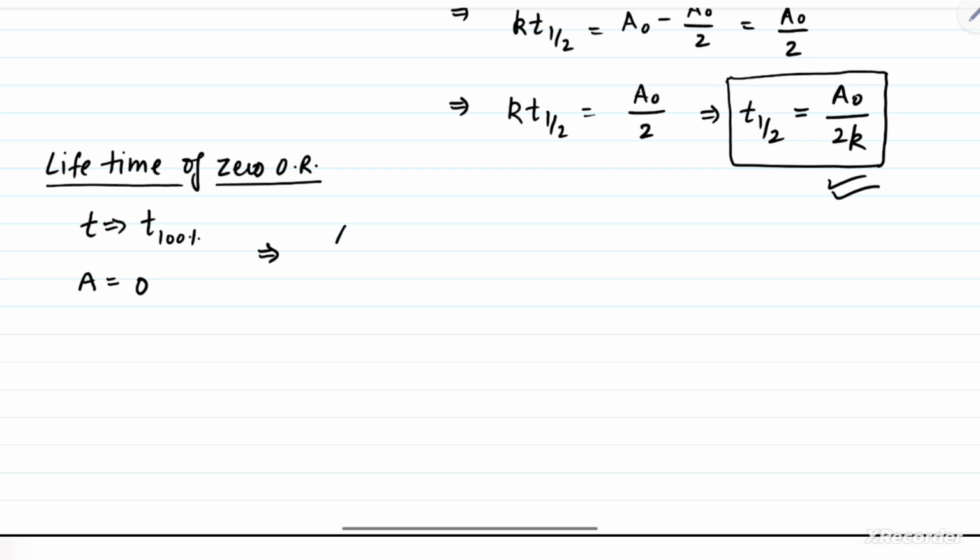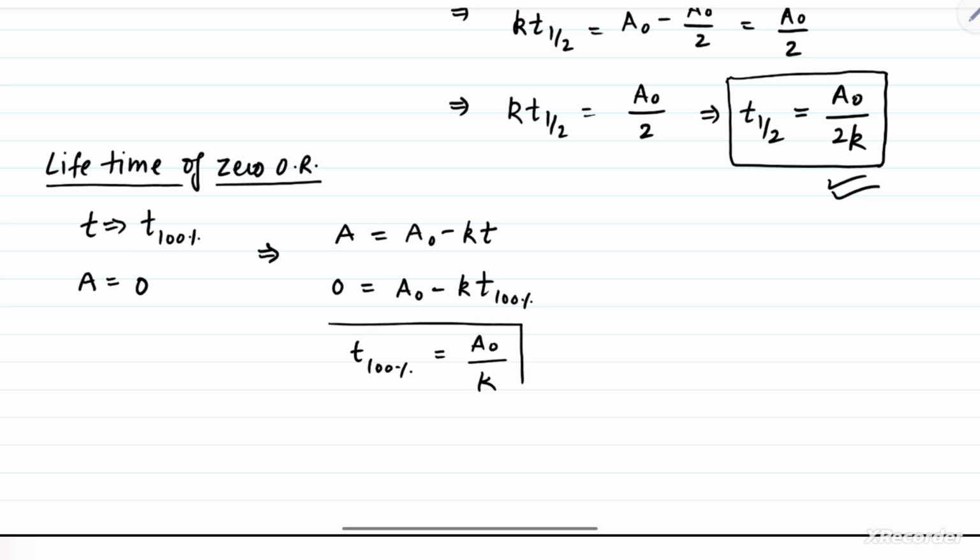So again I will refer to the same equation: a is equal to a naught minus kt, the integrated rate equation of zero order. At t 100%, a becomes 0. It will be a naught minus k t 100%, meaning lifetime. So you can write t 100% is equal to a naught by k. This is the lifetime of a zero order reaction, and you can compare these two equations. Half-life is a naught by 2k and lifetime is a naught by k.